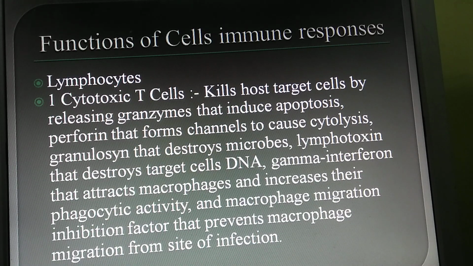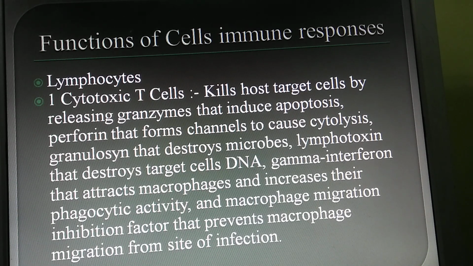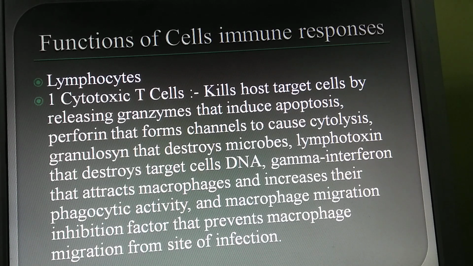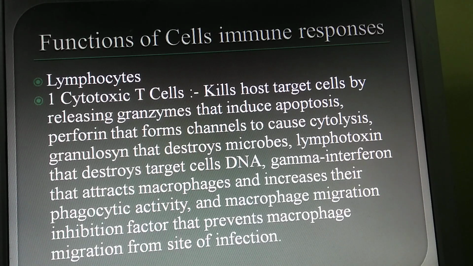Now lymphocytes. Number 1 is cytotoxic T cells. They kill host target cells by releasing granzymes that induce apoptosis, perforin that forms channels to cause cytolysis, granulysin that destroys microbes, and lymphotoxin that destroys target cell DNA. Gamma interferon attracts macrophages and increases their phagocytic activity, and macrophage migration inhibition factor prevents macrophage migration from the site of infection. This is the speciality of the cytotoxic T cell.